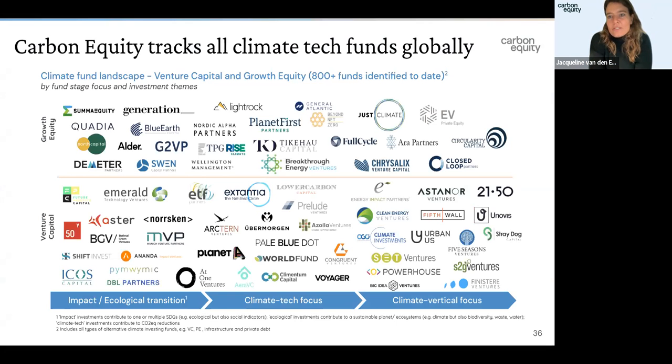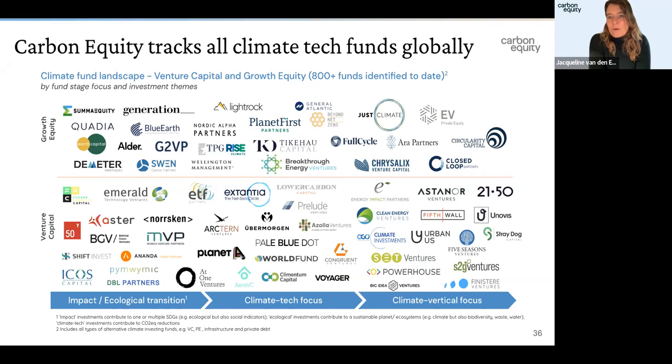So the first thing that we do, so carbon equity is a platform that enables access to some of the world's top climate venture capital and private equity funds. So the first thing that we do is we select funds. This is step number one, curation, in which the aim is to select, let's say, the top 5% most climate impactful and financially interesting funds.